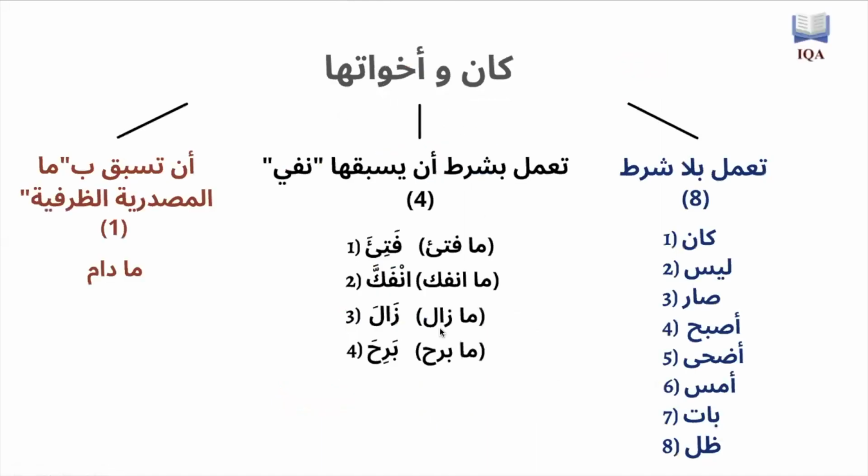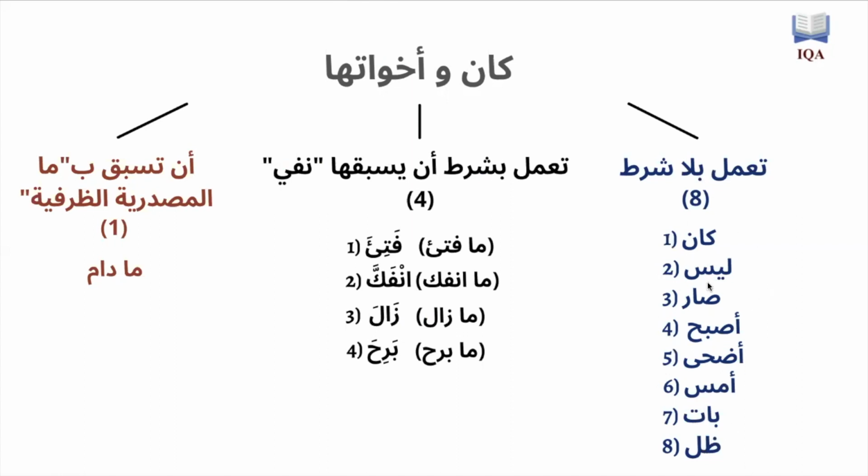Kana wa akhawatuha can be broken down into three different groups depending on how they function. We covered that there are 13 in total. 8 of them ta'malu bila shart. 8 of these sisters will function without any condition. Ta'malu, they will be used bila shart, without any condition. These 8 are kana, laysa, sara, asbaha, adha, amsa, bata, dhalla. And we're going to cover the meaning of all of these.